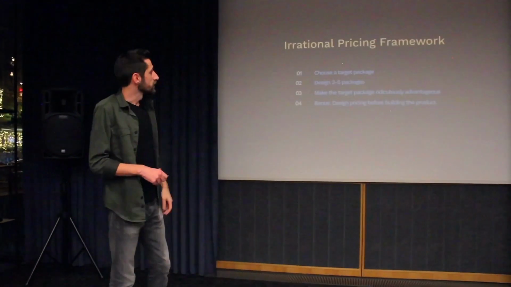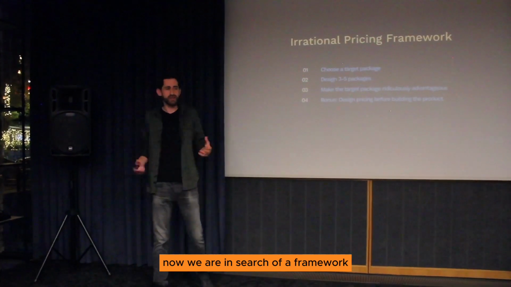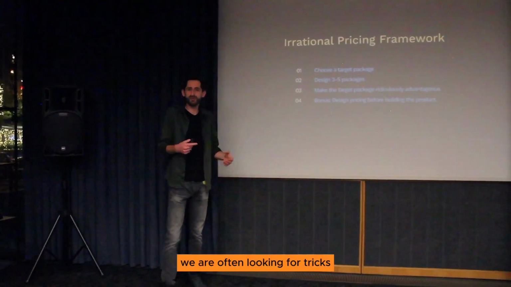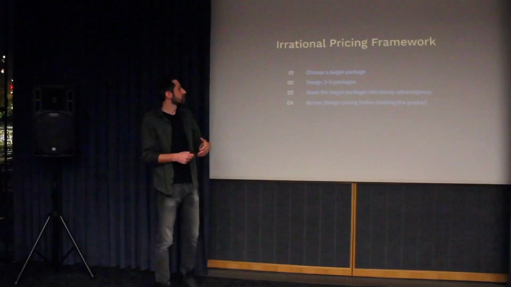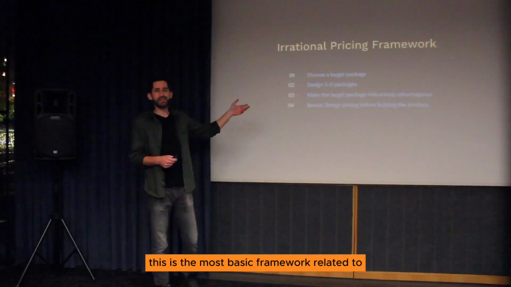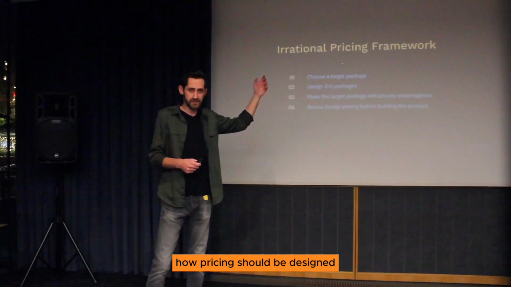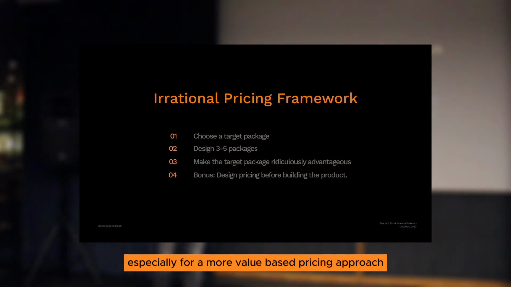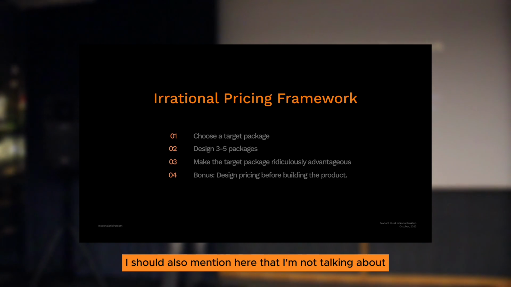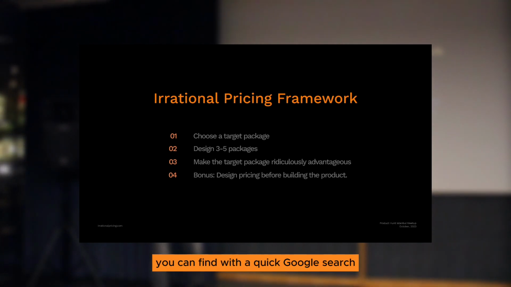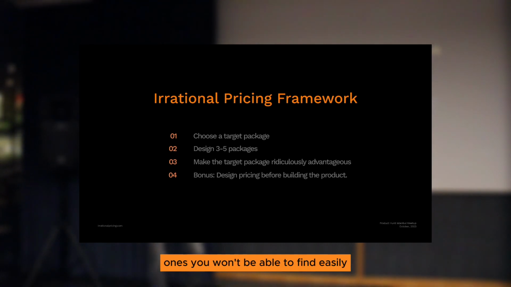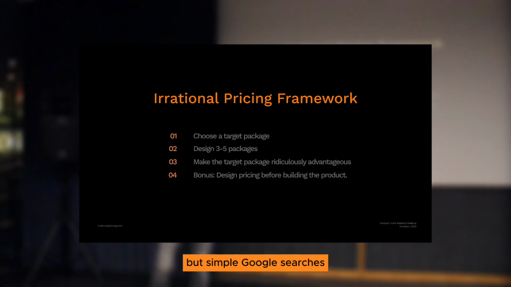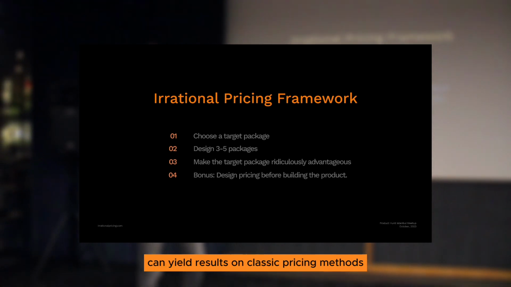Now, we are in search of a framework. In other words, we are often looking for tricks. We are searching for methods that work. This is the most basic framework related to how pricing should be designed, especially for a more value-based pricing approach. I should also mention here that I'm not talking about the pricing methods you can find with a quick Google search. These are examples that you won't often come across, ones you won't be able to find easily. But simple Google searches can yield results on classic pricing methods.